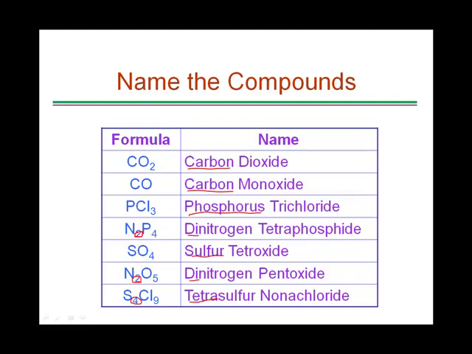Okay? Tetraphosphide comes from this 4 here. Tetroxide comes from this 4 here. Pentoxide comes from this 5 right here. And nonylchloride comes from this 9 right here. Okay, so these prefixes tell us how many of each element are in the compound. Okay?